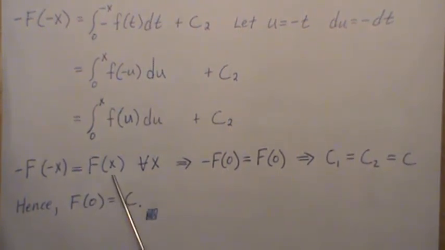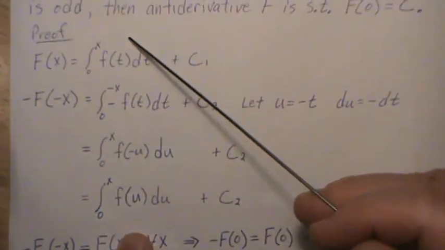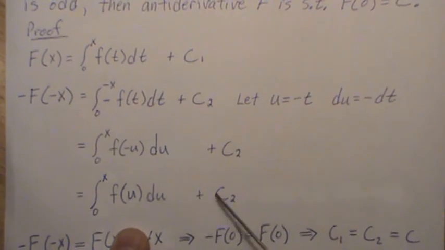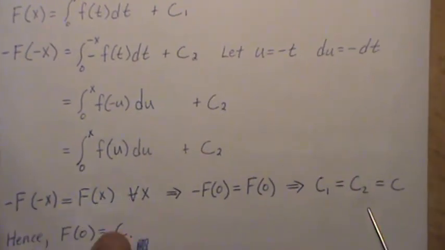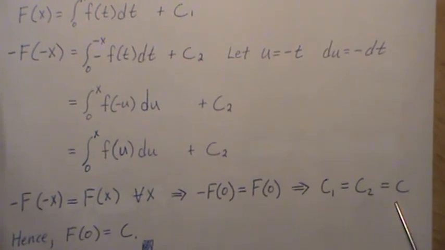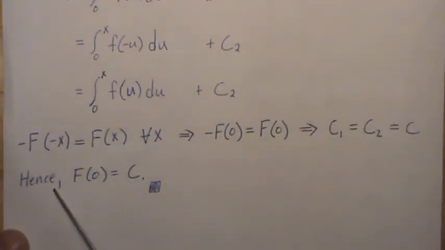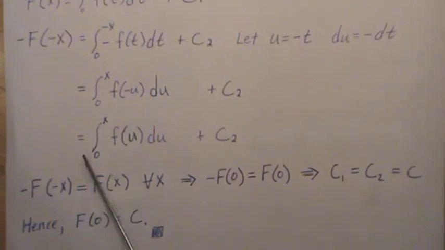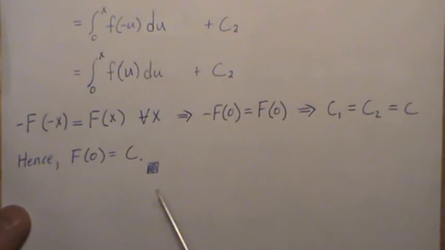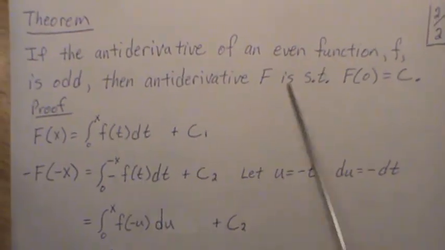Well, that means if we can plug in any value, let's plug in 0, and these hold. But when we do that, then we're setting this equation equal to this, and those drop out, and that says that C1 and C2 are equal. So let's just call it some constant C. But hence, F of 0 is C. So if we plug in F of 0, this is 0 and we get C. So the theorem is proved.